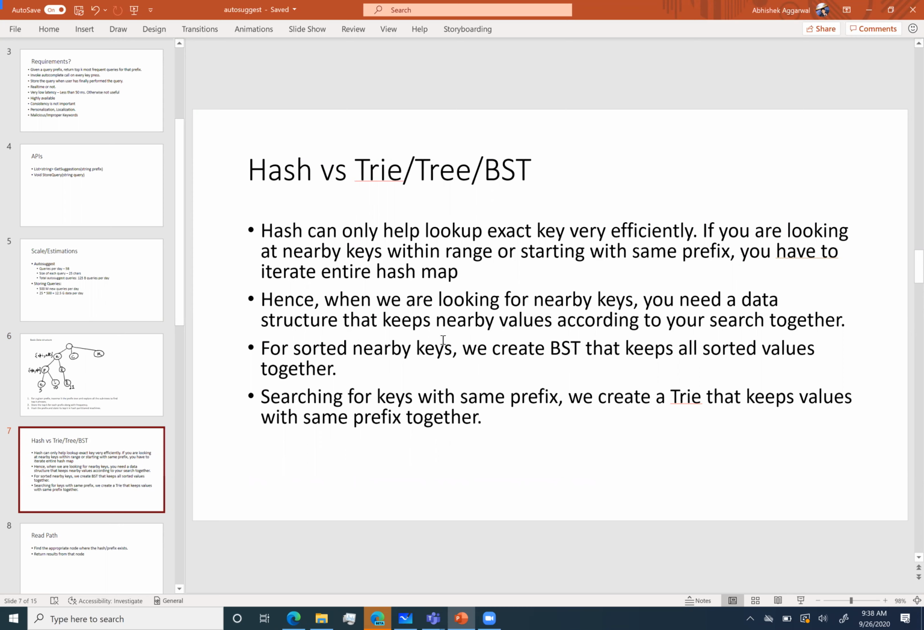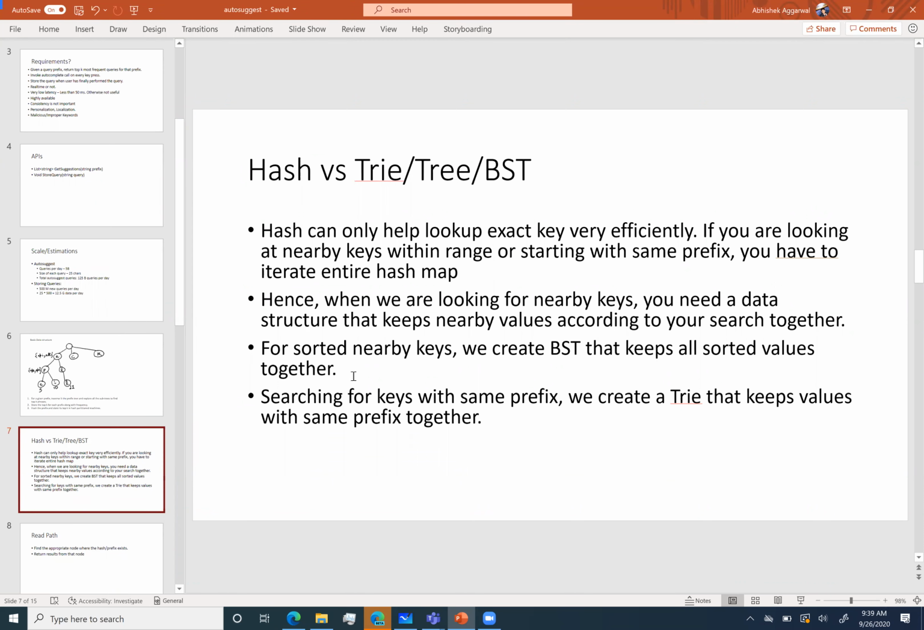So let's say you have some numbers, right? And you are looking for nearby numbers: for 5, what are the nearby numbers that I have in my data? So you create a binary search tree, a sorted tree, which keeps that related information near it. Now if you do this in a hash map, it's not possible, because a hash map can find you the key 5, but it will not be able to find you the nearby things, right?